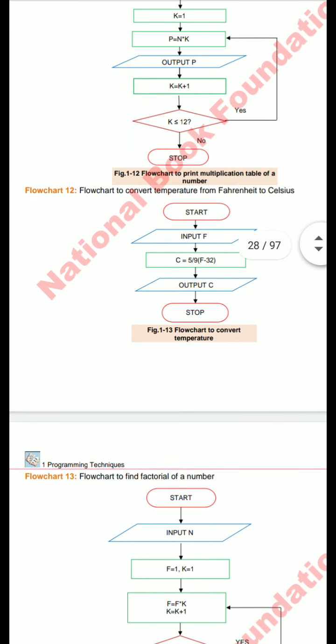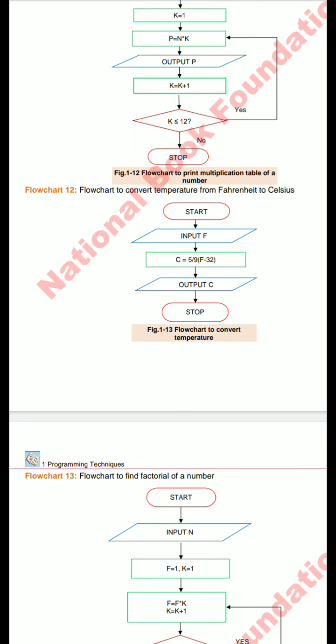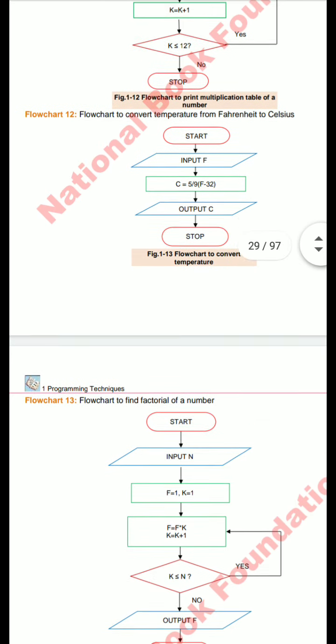Flowchart to convert the temperature from Fahrenheit, and here we are also using a formula. Input Fahrenheit, and now you have to memorize the formula. C is equal to 5 over 9 into F minus 32, and then input and output.